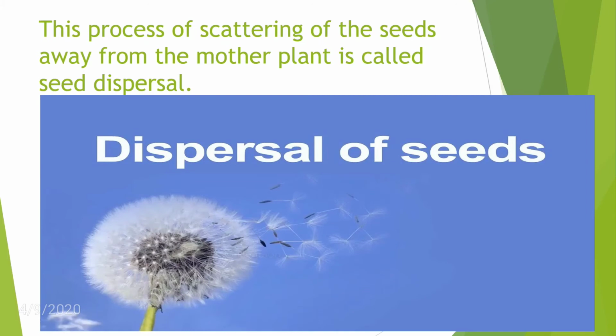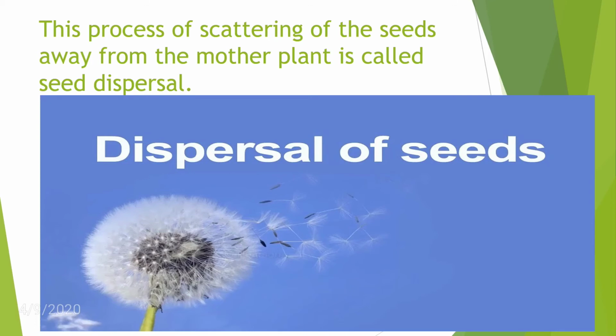Seed dispersal. A plant produces many seeds but only a few grow into new plants. This is because some seeds are eaten by animals or do not receive enough water, good soil, air or warmth to germinate. If all the seeds fall near the mother plant, they may not get enough space, sunlight and nutrients from the soil to grow.